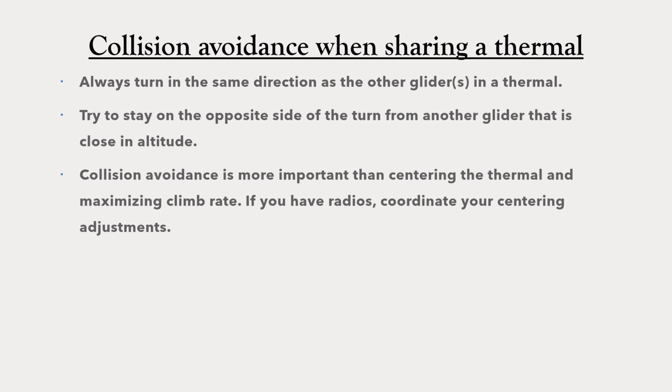Sometimes the correction that you would make to center the thermal is a different correction than what you would make to keep yourself opposite the other glider. In that situation, collision avoidance takes precedence. You've got to do the collision avoidance thing. If that leaves you not quite centered in the thermal, then oh well. There's nothing that ruins your climb rate quite so quickly as contact with somebody else.